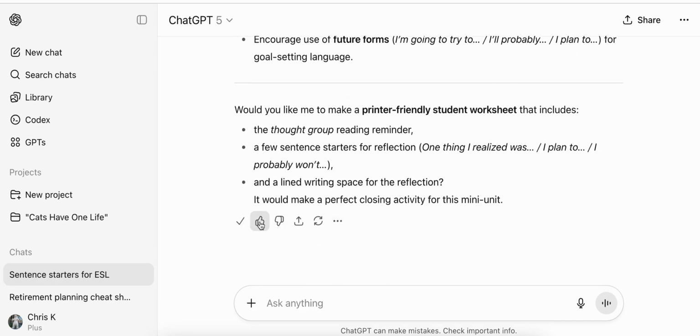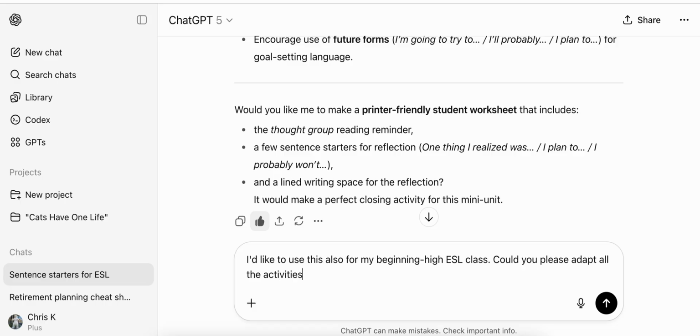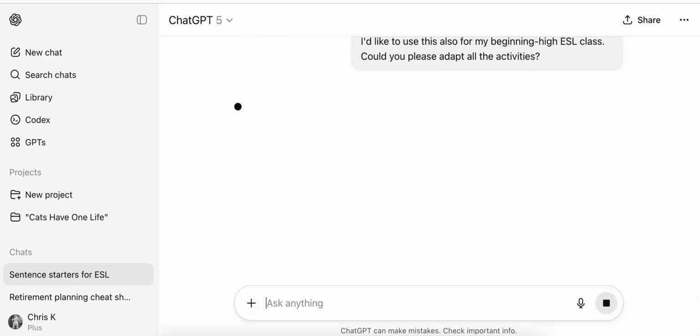Okay, I'm going to wrap up here, but you get the idea. Just a quick thing. I'd like to use this also for my beginning high ESL class. Could you please adapt all the activities? Let's see what it said. Let's see what it says here.